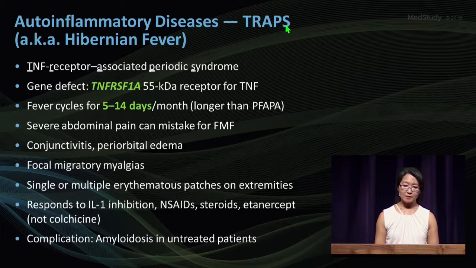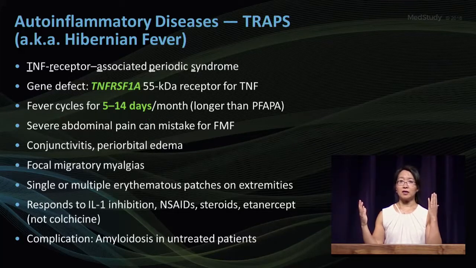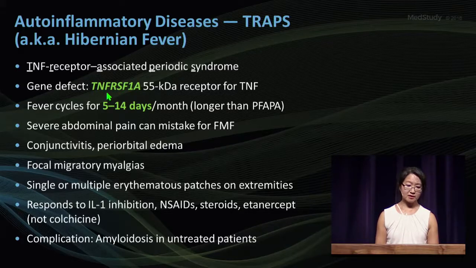The next one is TRAPS syndrome, also known as Hibernian fever. So think about TRAPS as being trapped in a fever. So these fever cycles are about 2 weeks. So PFAPA is about 1 week, FMF is about 3 to 5 days, and TRAPS, the fever cycle is about 2 weeks. The gene defect here is TNFRSF1A, and it codes for the receptor for TNF.